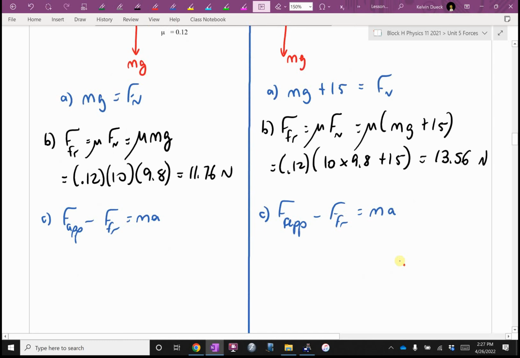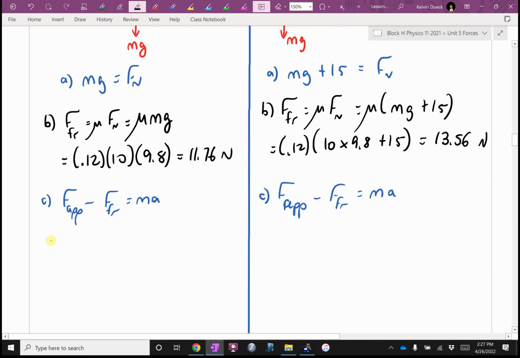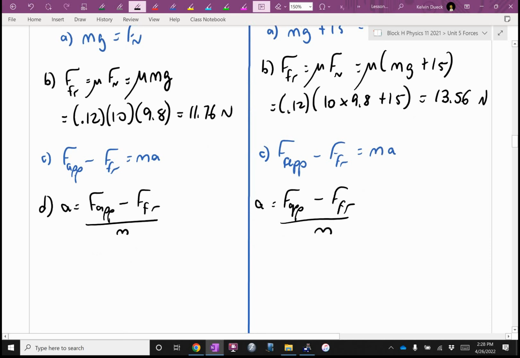Sophie, what does D want me to find? How would I get the A by itself? Newton's theorem. So you're telling me A is going to be F applied minus friction divided by M. What about the equation on the right-hand side? All right, Sophie, let's stick in our numbers. A is going to be F applied, which was 20, minus friction, which was 11.76, divided by 10.